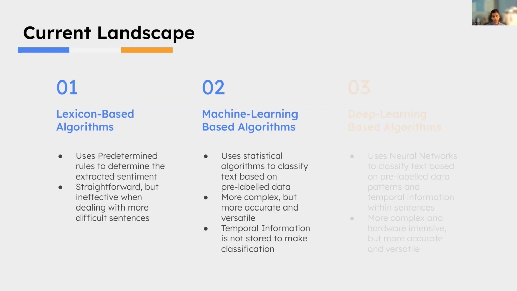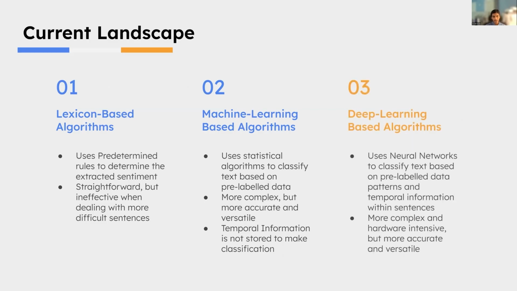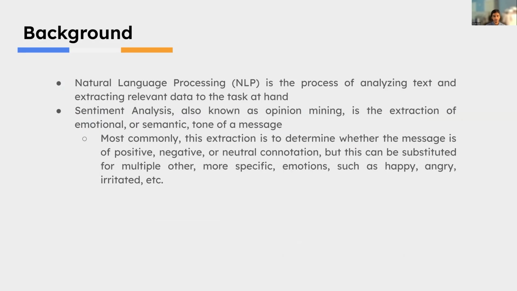This is where deep learning-based algorithms come in. Such algorithms also classify text based on pre-labeled data and patterns, similar to machine learning-based algorithms. But instead of using statistical methods, they use recurrent neural networks, which allow them to capture complex patterns in contextual information, especially the aforementioned temporal information within sentences. Such models are much more computationally intensive, but because of their accuracy and versatility, they have proved to be the standing winner amongst the three, which is also why I chose them in my work.